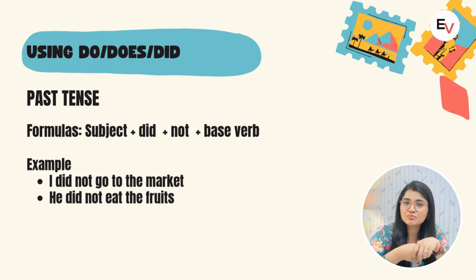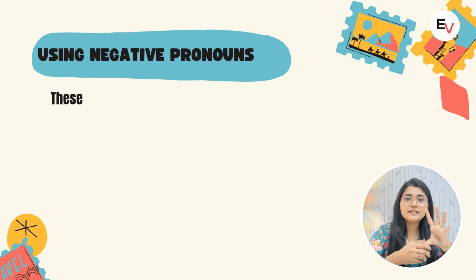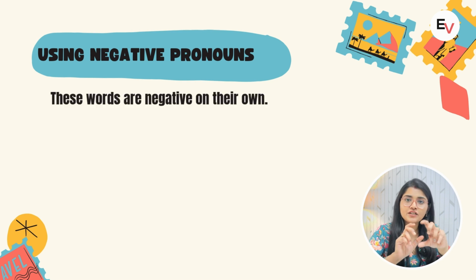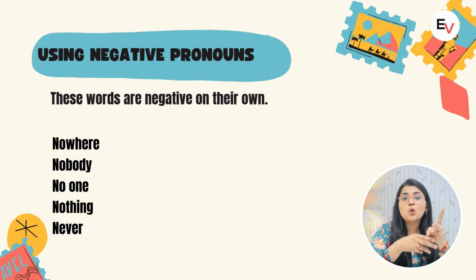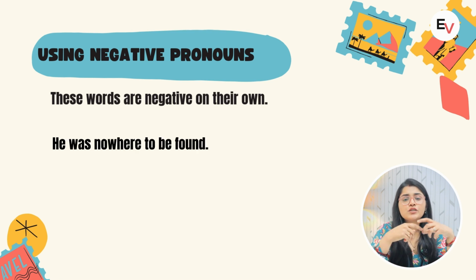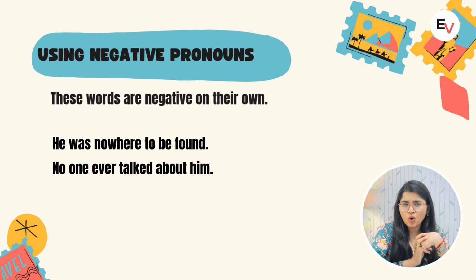See, wasn't that simple? Moving on to number four, negative pronouns. Now, these are the words that are negative in themselves. You do not have to use the word no to make them negative. Some of the most commonly used negative pronouns are nowhere, nobody, no one, nothing, never, and so on. Let's take a few examples. He was nowhere to be found. No one ever talked about him.